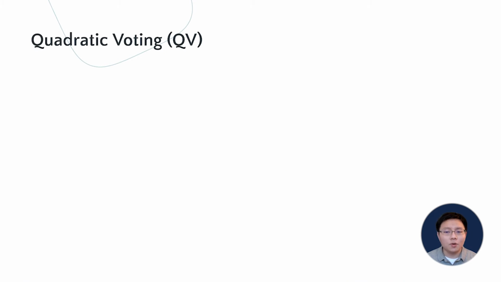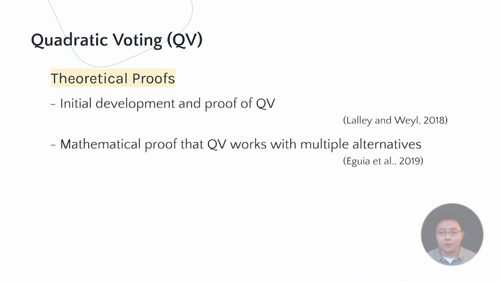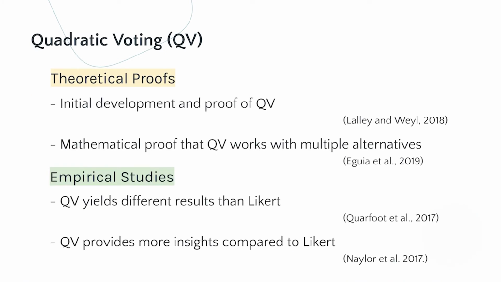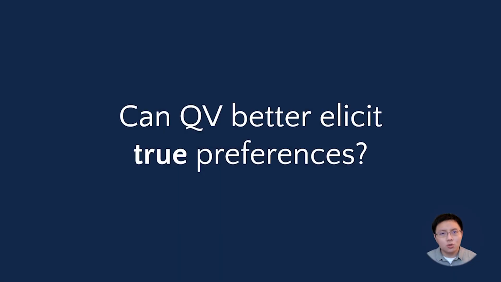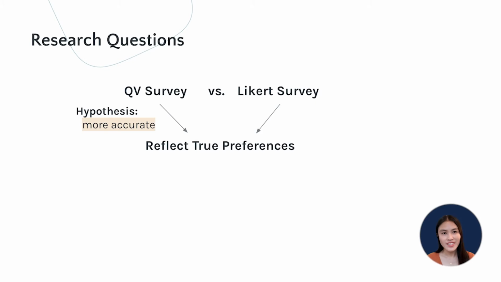Prior work on QV focuses mostly on theoretical proofs, with 2 empirical studies stating that QV and Likert yielded different outcomes. Yet, none of these works focused on empirically examining QV's ability to elicit people's true preferences in resource-constrained settings. So we wonder, can QV better elicit true preference? In this study, we test our hypothesis that QV reflects people's true preferences more accurately than the Likert scale, which is the default of many surveys today.